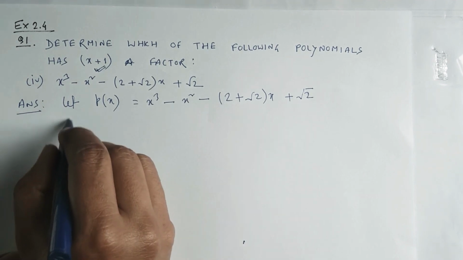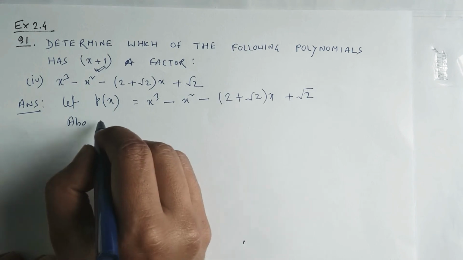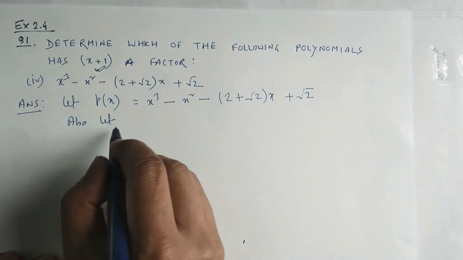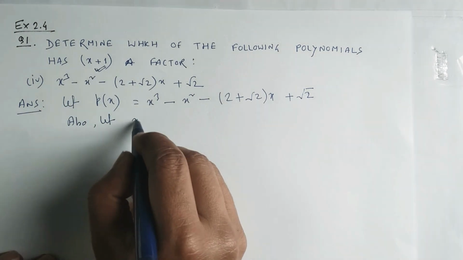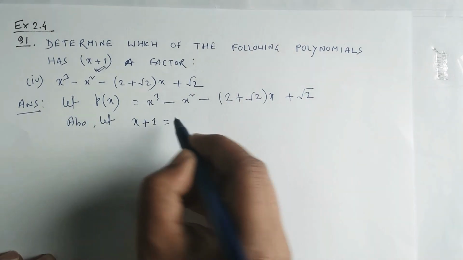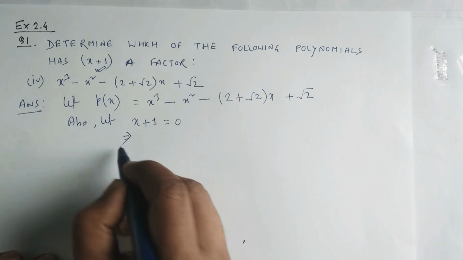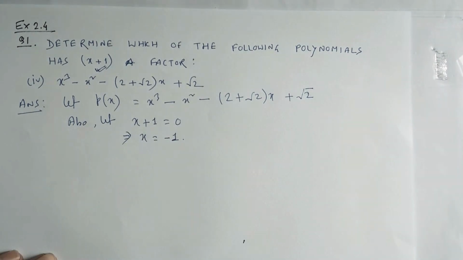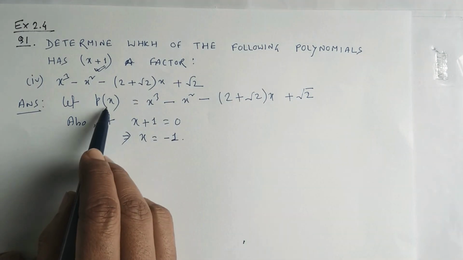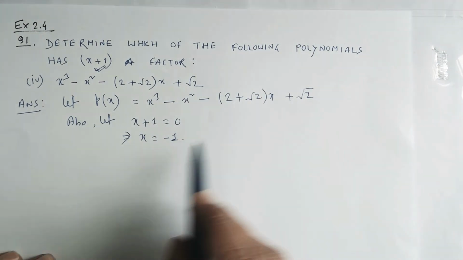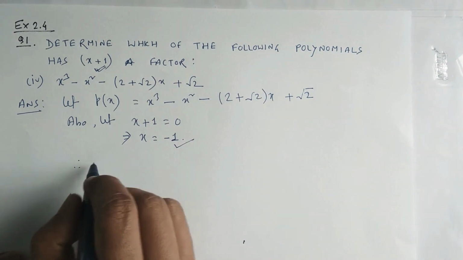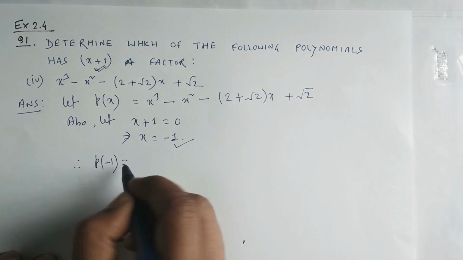So what do you do for that? This is exactly similar to question number 3, exercise 2.3. So what do you do? Let x plus 1 equal to 0. This implies x equal to minus 1. Now this x in the given polynomial will be replaced by minus 1. Therefore p of minus 1, let's see how much we get.